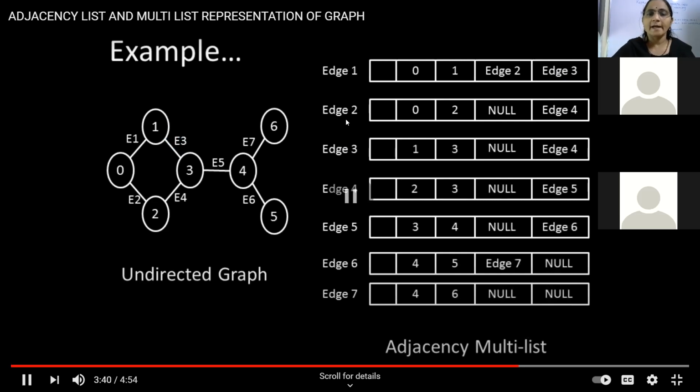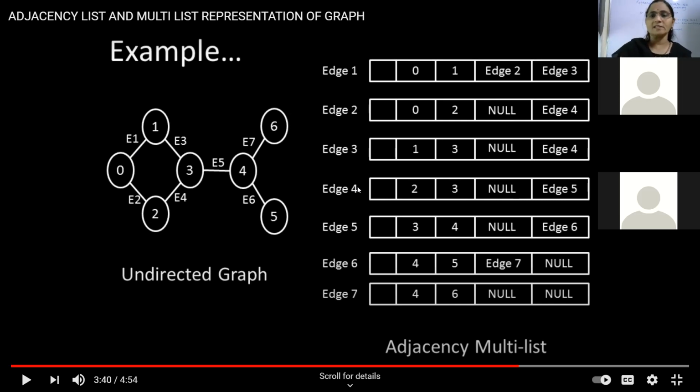The second edge is H2. See, this is the H2. H2 is between vertices 0 and 2. So the first vertex is 0, the second vertex is 2. For 0, there is no other edge incident because we have already visited E2. So it is null. For the 2 vertex, you check the other edge which is incident on it, that is E4, and therefore it is EH4. And similarly, you check for the remaining edges, and this is called the adjacency multilist representation.